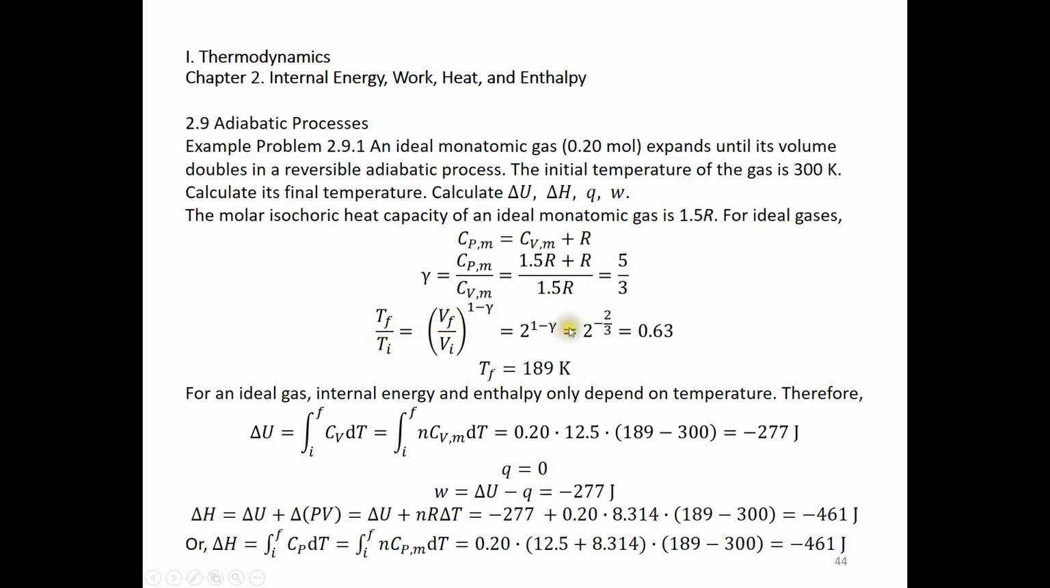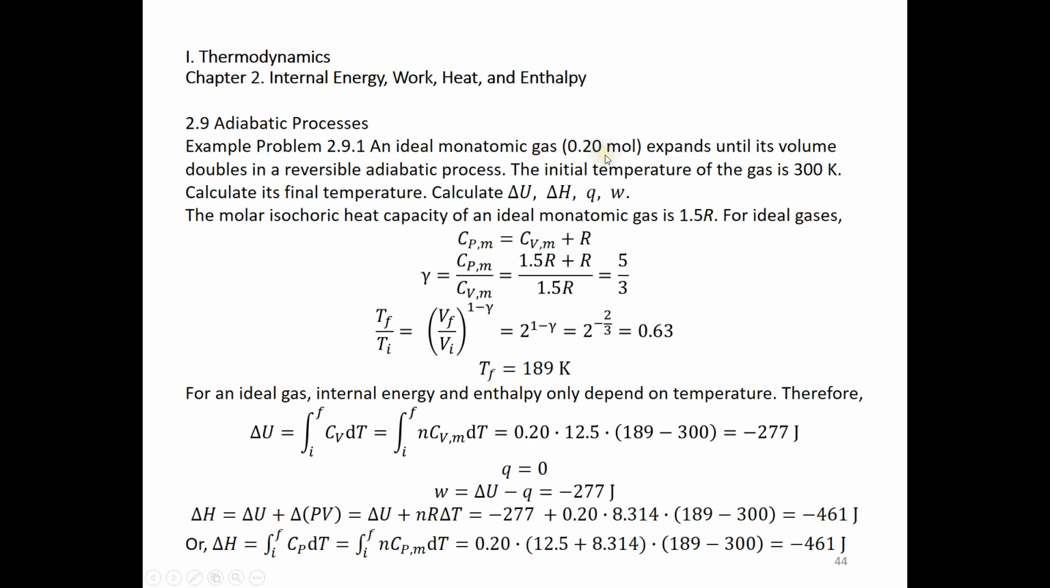Now we have the temperature ratio is equal to the volume ratio to the power of 1 minus gamma. We plug in the value of gamma. Well, it's 5 over 3. 1 minus 5 over 3 is negative 2/3. And we got this number, 0.63. So T final over T initial is 0.63. Plug in the value of the initial temperature. T final is 189 K. This temperature is lower than the initial temperature only because the system did expansion. It loses energy that way.